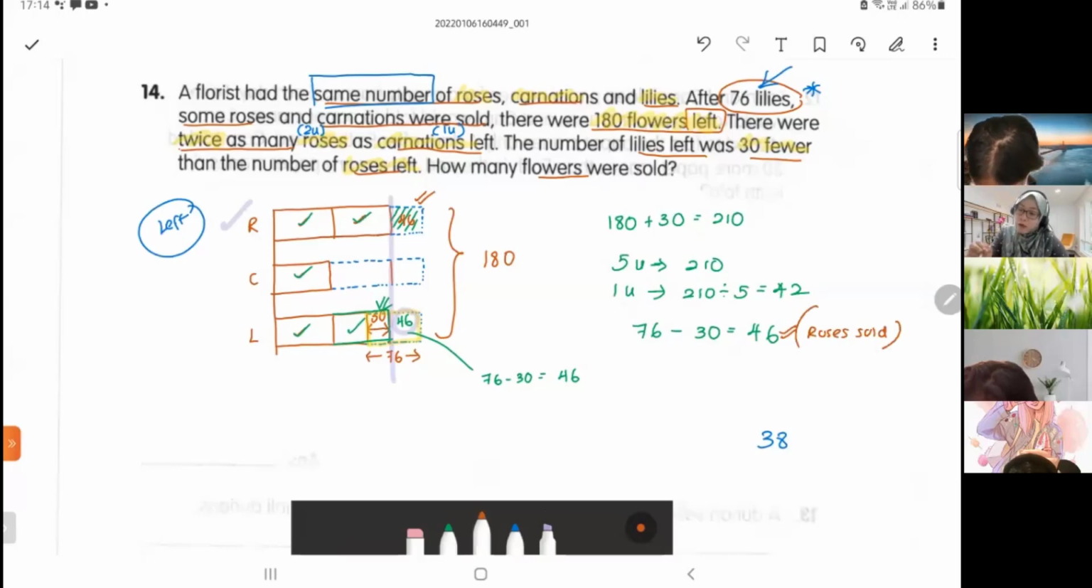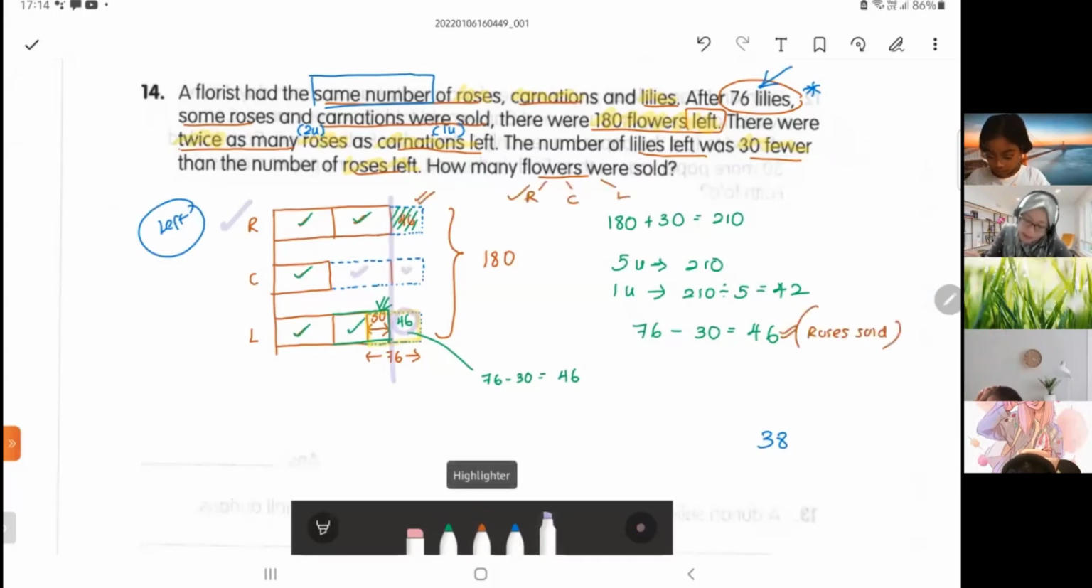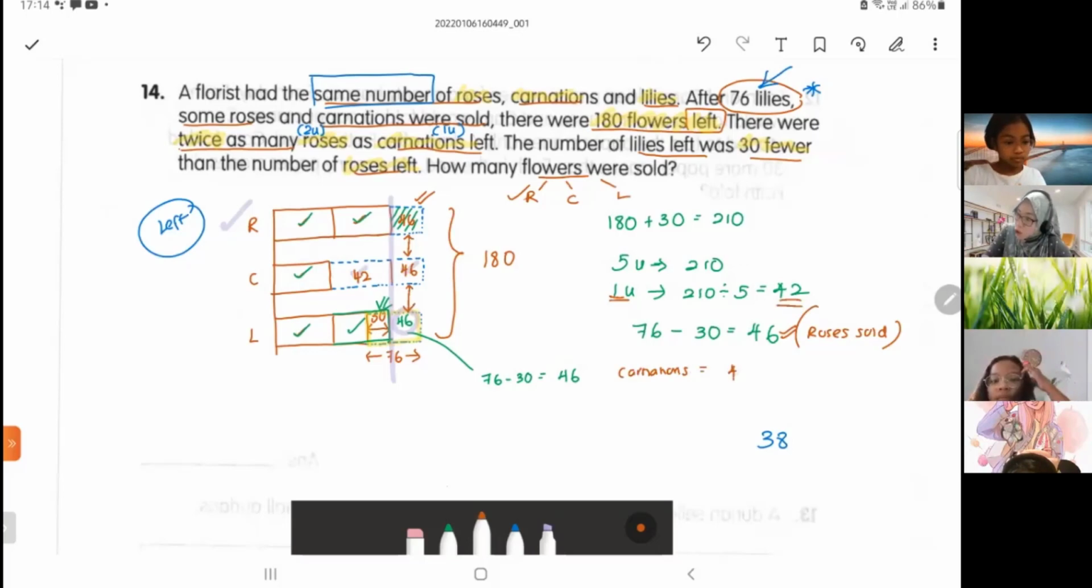Okay. I want to know the total number of flowers sold, right? It means I want to know my roses, I want to know my carnation, I want to know my lilies. Roses done. Now, what about carnations sold? Okay. Carnation is this much of the blue part, which means this and this part. Okay, and we know that this is also 46. They are the same. These two are the same. This and this is also the same. So that's 46. So I know that this 1 unit is 42, which means this is 1 unit, right? This is 42. So carnation will be 42 plus 46 equals to 88.